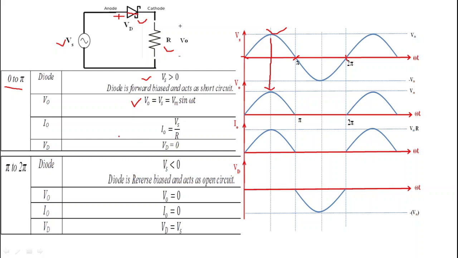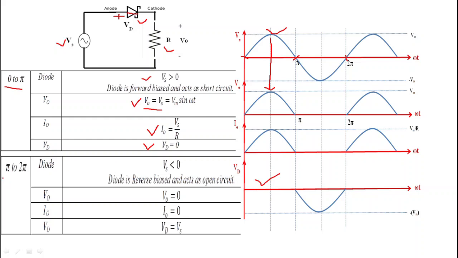And what is I0? I0 is simply equal to V0 by R, and we know that V0 is equal to Vs. That's why we get I0 equal to Vs by R. We know that the diode is ideal, and the drop across an ideal diode during forward bias is equal to 0. That's why the drop across the diode from 0 to pi is equal to 0.